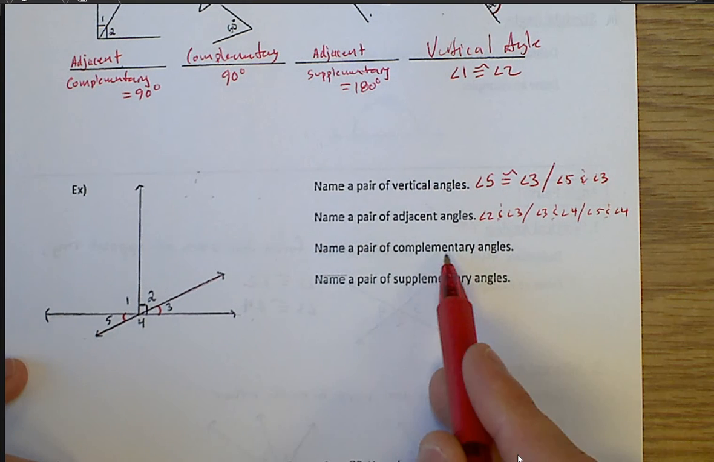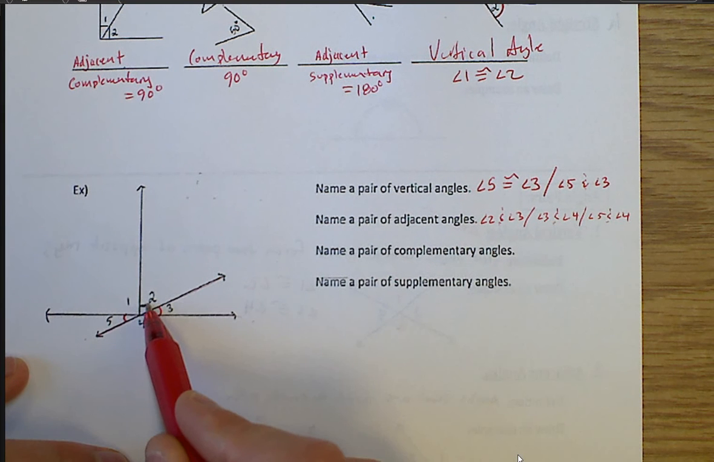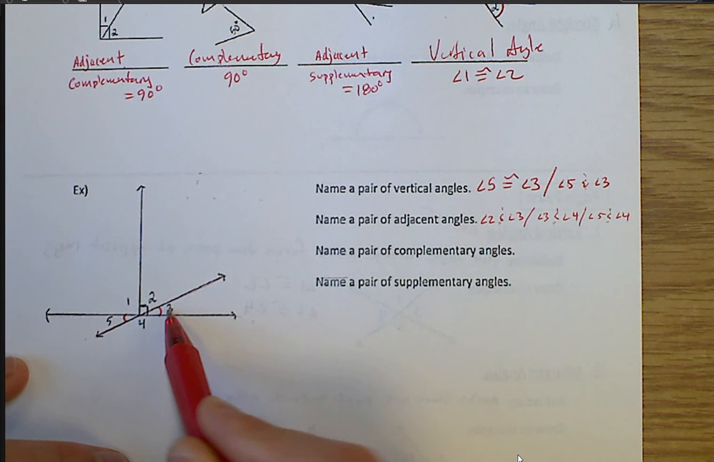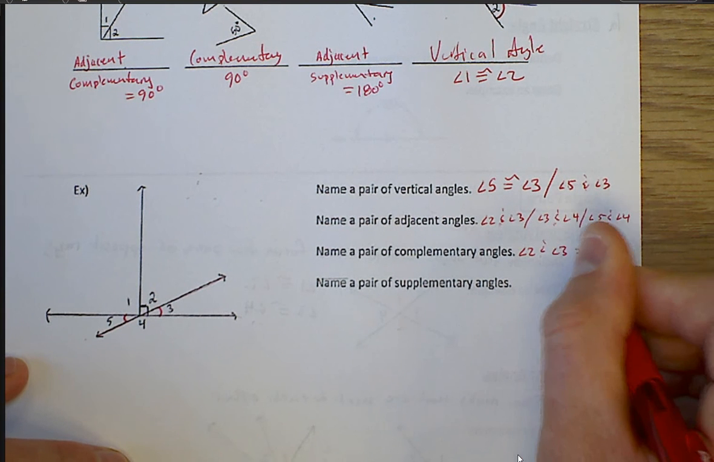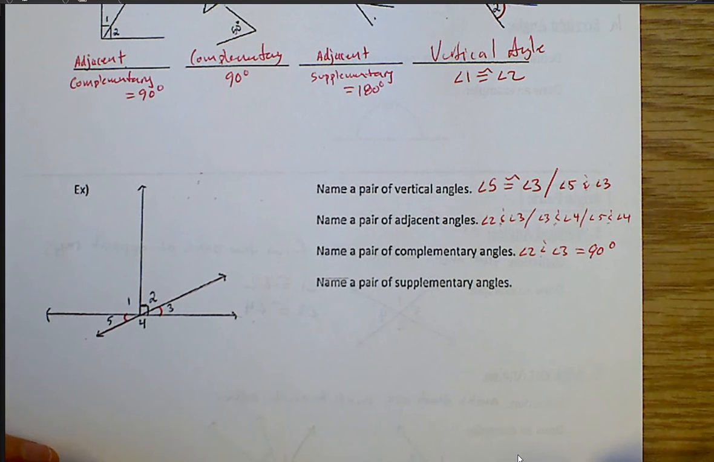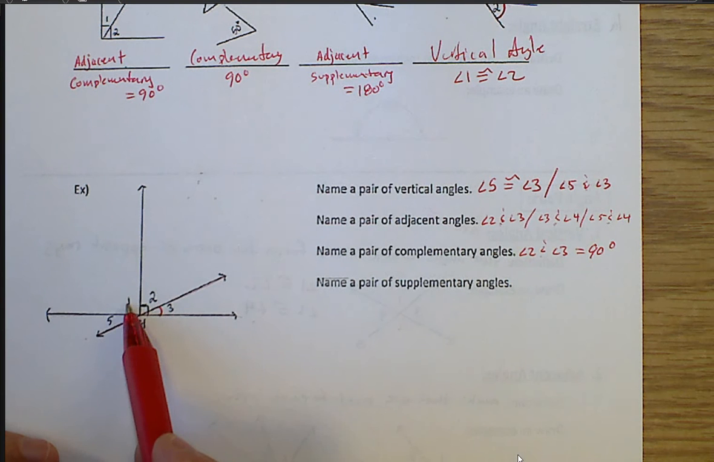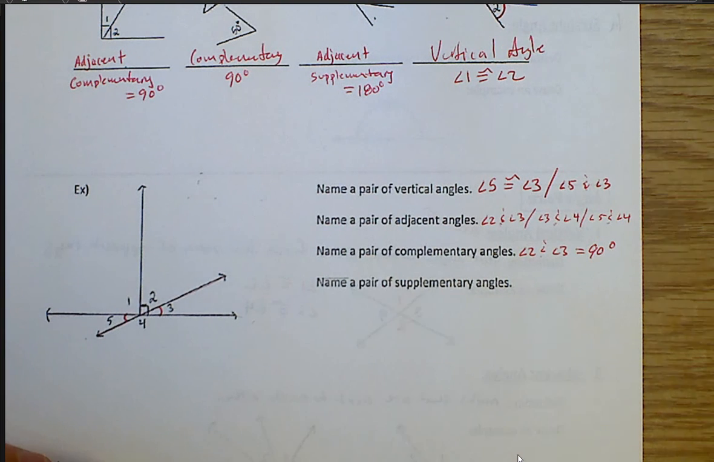Complementary, that means equal to 90. So when I look at this, I see my 90-degree box right there. So 2 and 3, I know angles 2 and 3 have to be equal to 90. All right? And that's about it on that. I know people will say angle 1 is 90, which is correct, but that's not a pair. That's just a singular angle there, so we have to be careful with that.